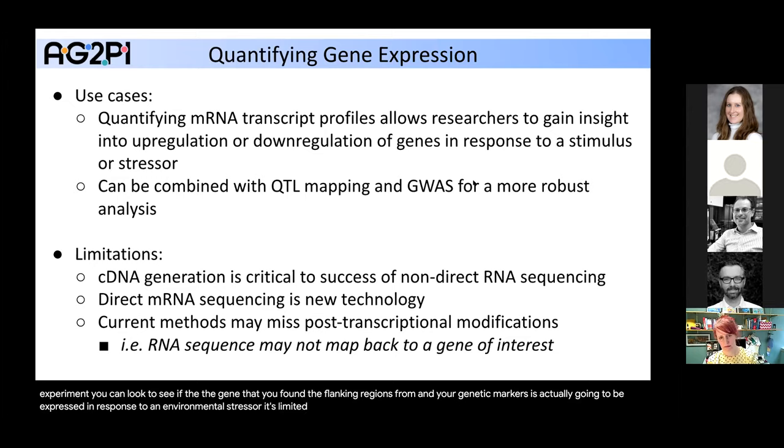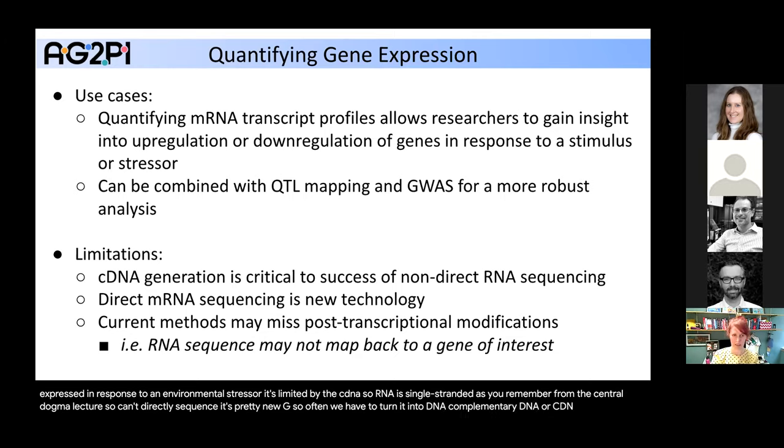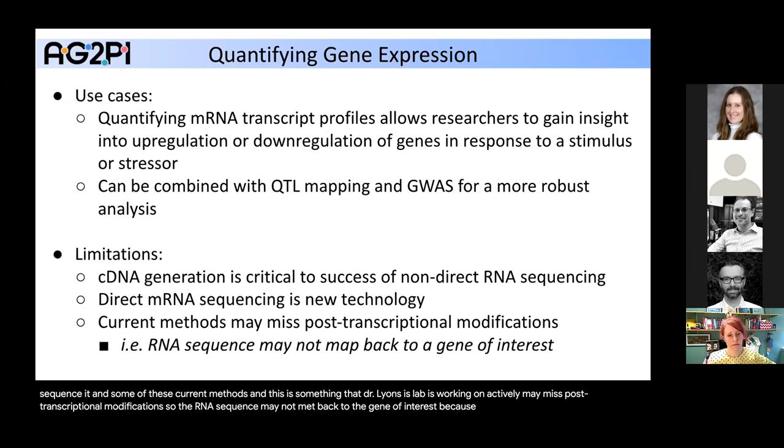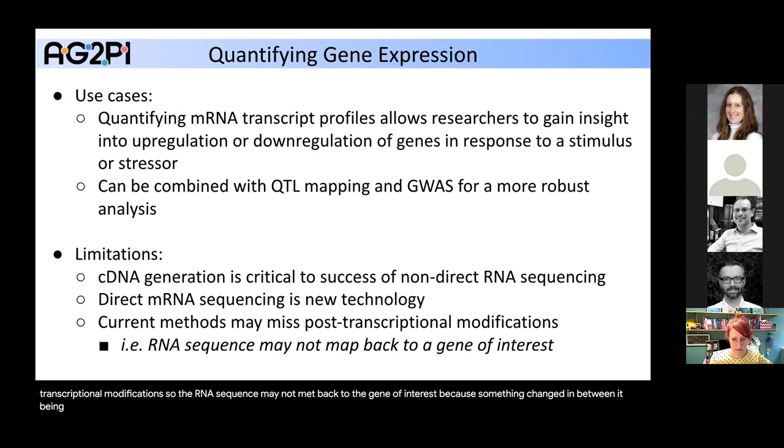It's limited by the cDNA. RNA is single-stranded, as you remember from the central dogma lecture, so we can't directly sequence it. It's pretty new technology, so often we have to turn it into DNA, complementary DNA or cDNA, before we can sequence it. And some of these current methods, and this is something that Dr. Lyons' lab is working on actively, may miss post-transcriptional modifications. So the RNA sequence may not map back to the gene of interest because something changed in between it being expressed and before it gets turned into a protein.